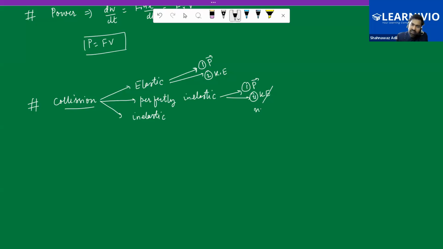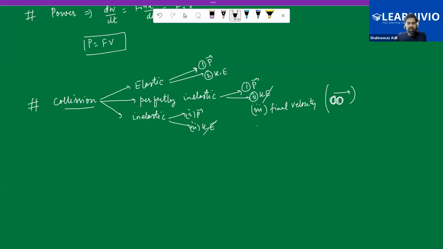Because in perfectly inelastic collision, they collide and they stick together and then they move with a common final velocity. So that is the perfectly inelastic collision. In the inelastic one also, momentum is conserved, but kinetic energy is not conserved. But the sticking together is not there, so they move in different ways.